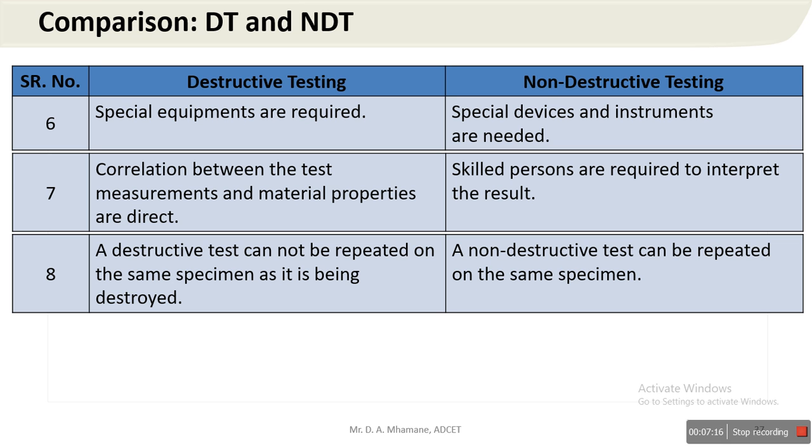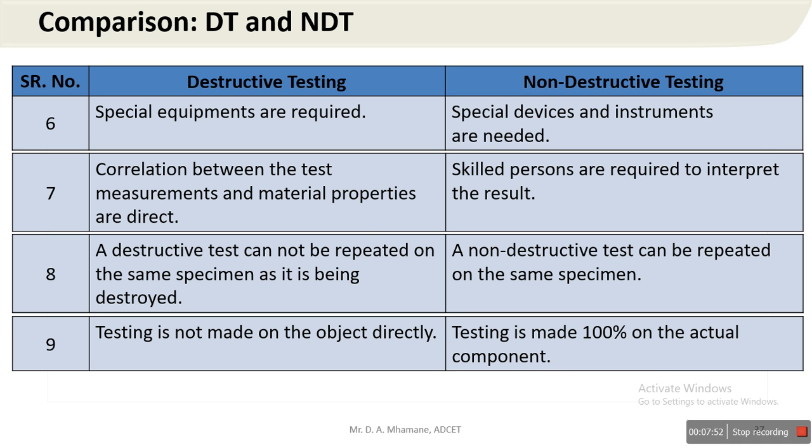So a destructive test cannot be operated on the same specimen as it is destroyed. As we discussed earlier, the material is destroyed in the destructive testing method, so we can't use the same specimen again and again. In non-destructive testing method, it can be used repetitively because the material is the same, the specimen is safe in non-destructive testing.